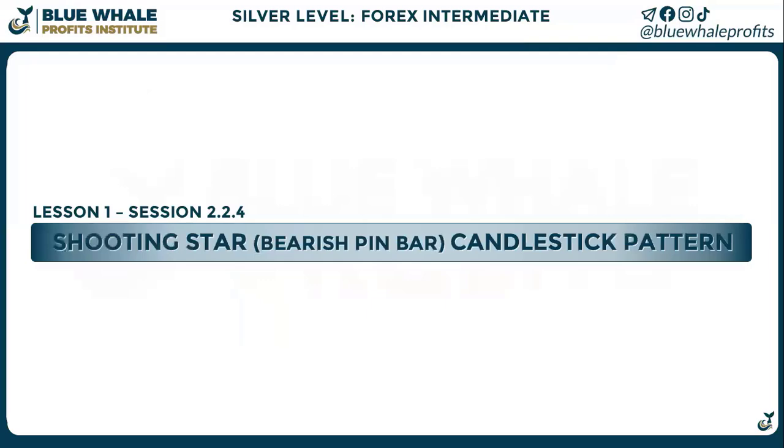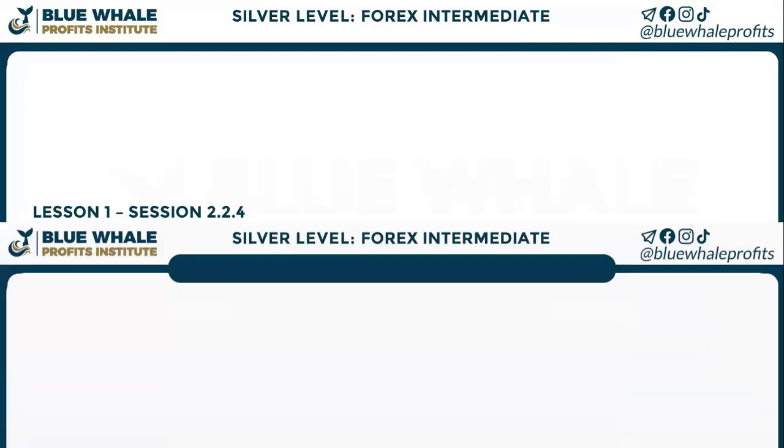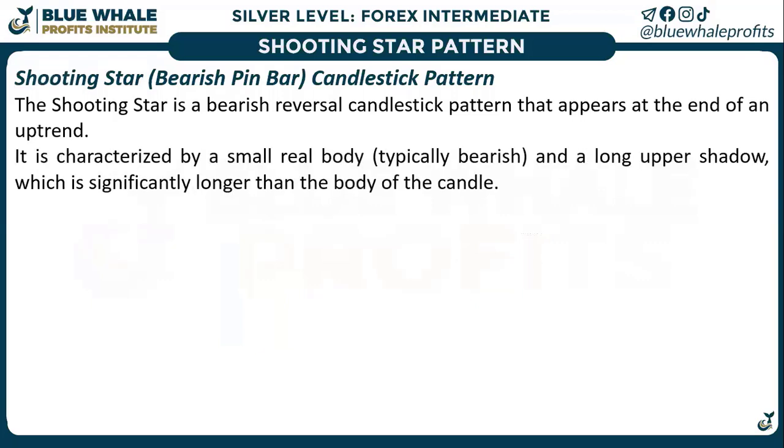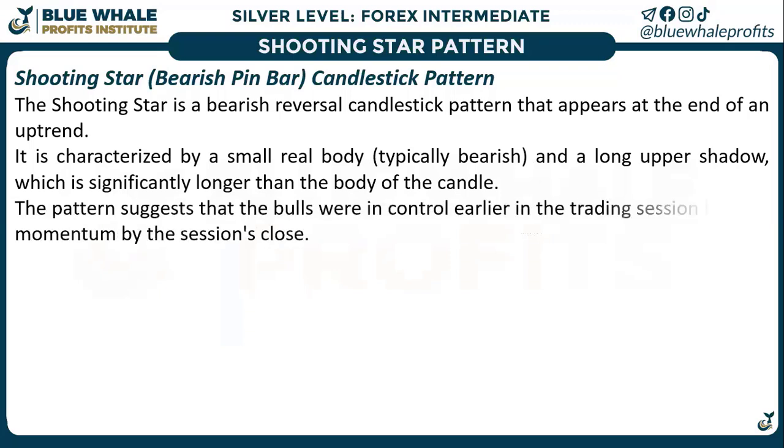Okay, so shooting star, this is the opposite of the hammer. We can say that the shooting star is a bearish reversal pattern that appears at the end of an uptrend. It is characterized by a small real body, typically bearish, and a long upper shadow, which is significantly longer than the body of the candle.